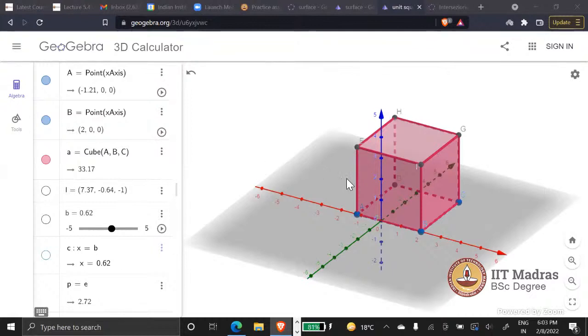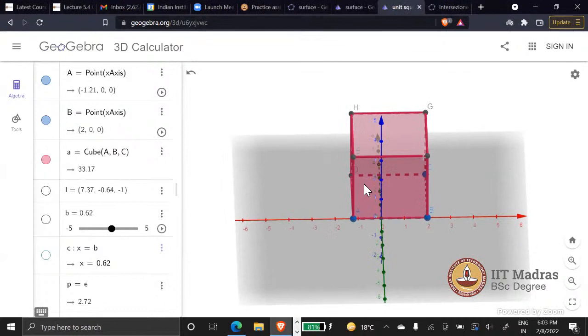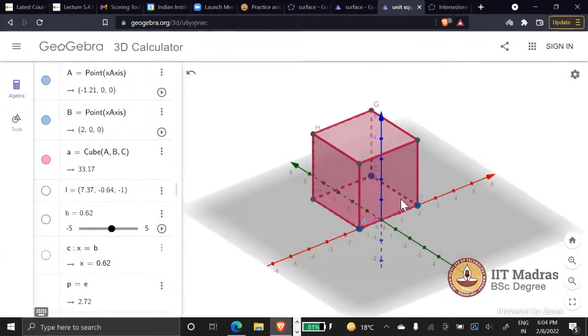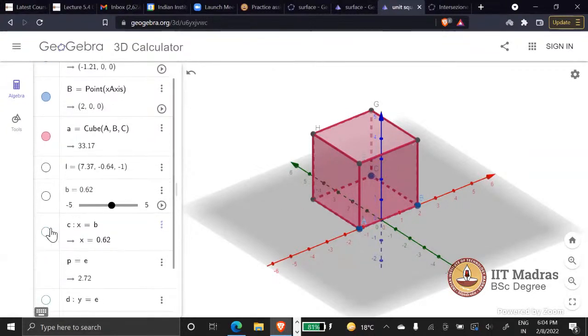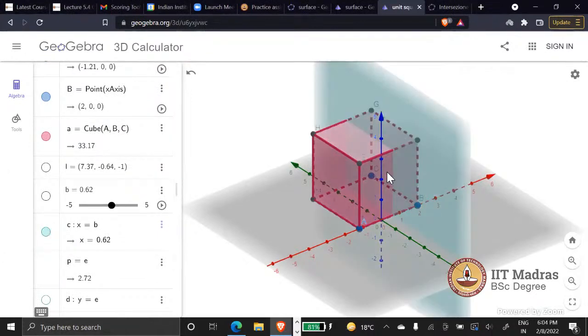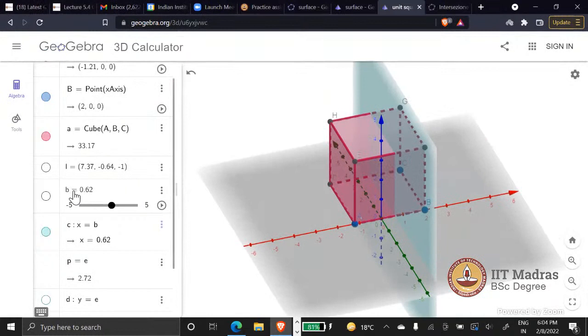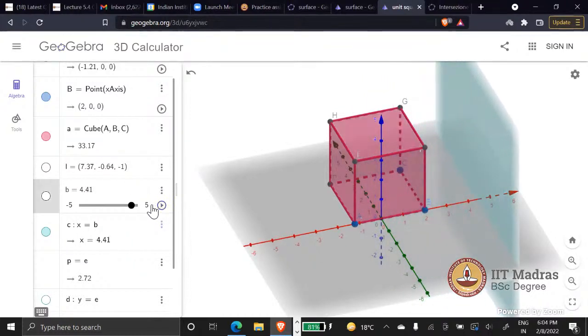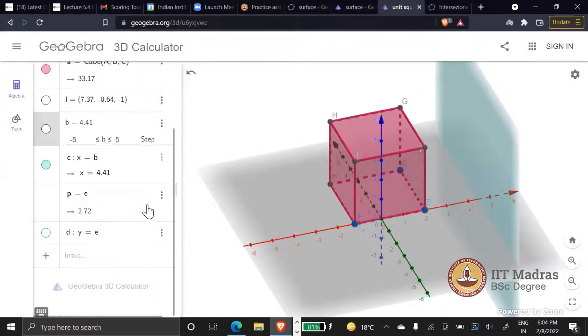Okay, so let's say first I want to slice this cube vertically. What do we mean by slicing it vertically? We'll have to fix a point on the x-axis, right? So let's say I'm fixing some x equals b here, and b varies from -5 to 5. Let's make it 2, and -1.